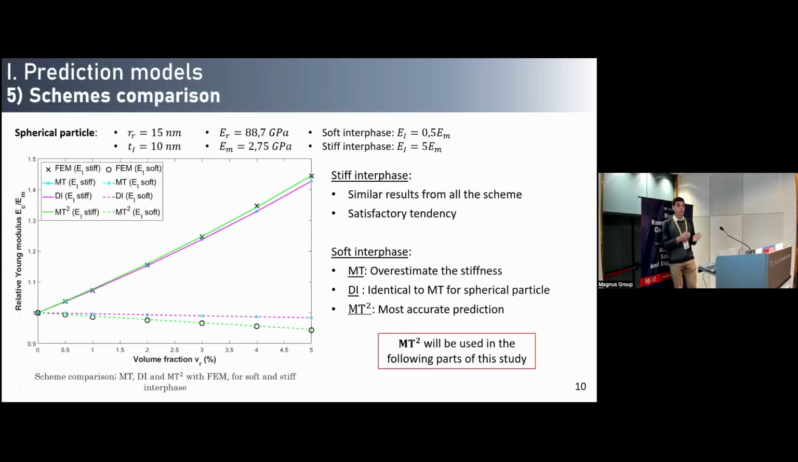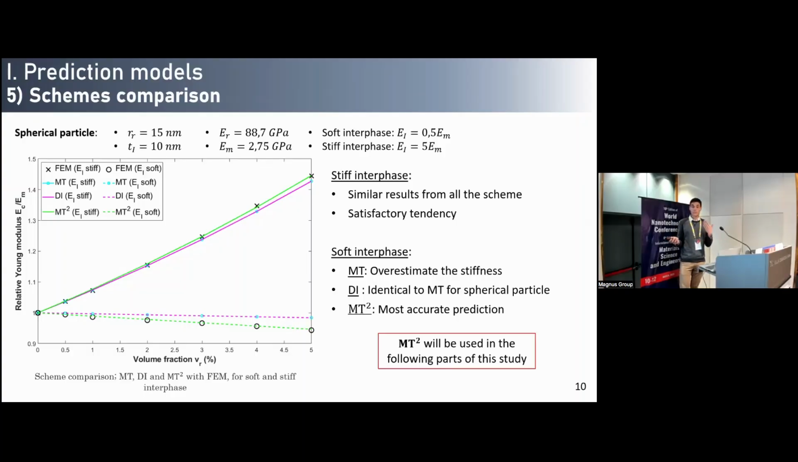Finally, we compare all of these analytical models to a numerical model. The numerical model is obtained using Digimat and defining representative volume elements. This case is just a simple comparison for spherical particles, and we assume two different stiffnesses for the interface, one time with a soft interface and one time with a stiff interface. So the interface is either softer or stiffer than the matrix.